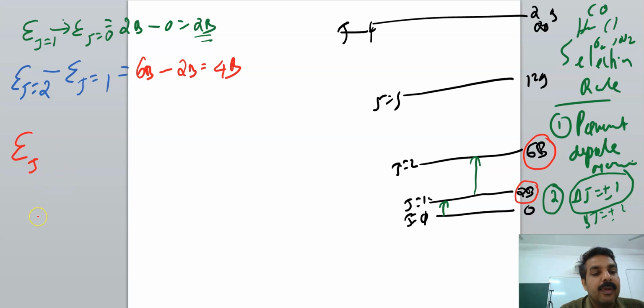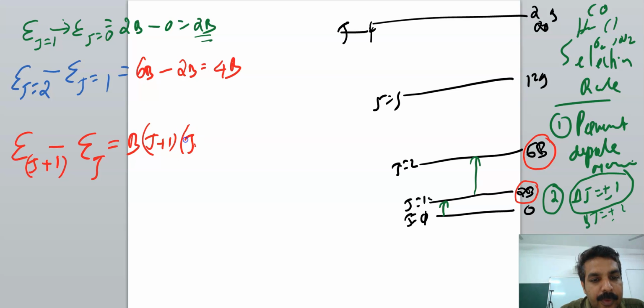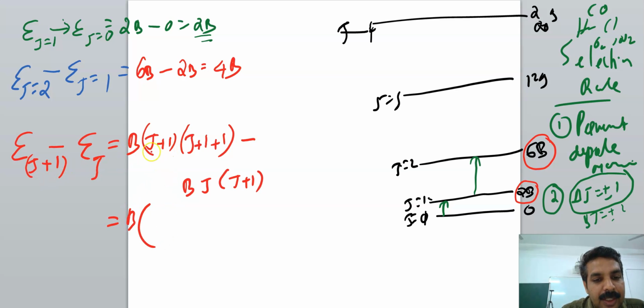Generally, the only possible transition is to the next higher level, so we can write the J plus 1th level minus EJ. We can derive a general equation for the energy of the transition, that is, energy of the J plus 1th level minus energy of the Jth level. For the J plus 1th level we can write B into J plus 1 into J plus 1 plus 1, minus B into J into J plus 1. That is B into J plus 1 into J plus 2, minus B J into J plus 1.